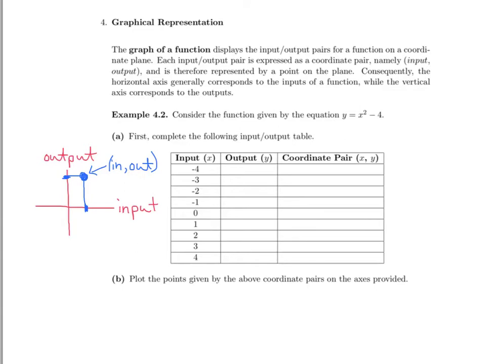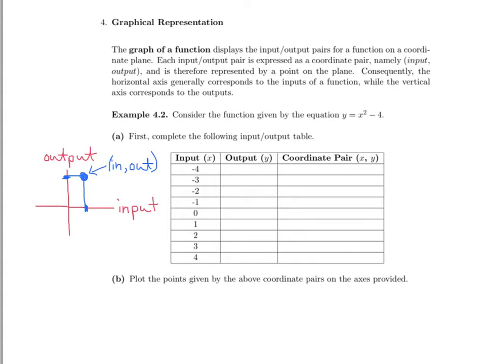So in example 4.2, we're looking at the function given by the equation y equals x squared minus 4. You can see that the letter x is playing the role of the input. We're squaring x and then subtracting 4. The output is given by the letter y. Let's start by making an input-output table for this function. Notice that I have the first column representing the inputs or the letter x, and the outputs are in the second column given by the letter y, and in the third column I have the xy pairs or the input-output pairs.